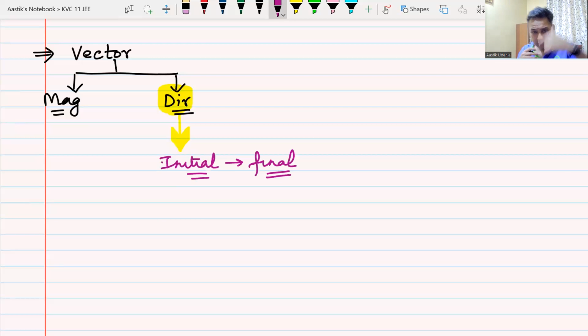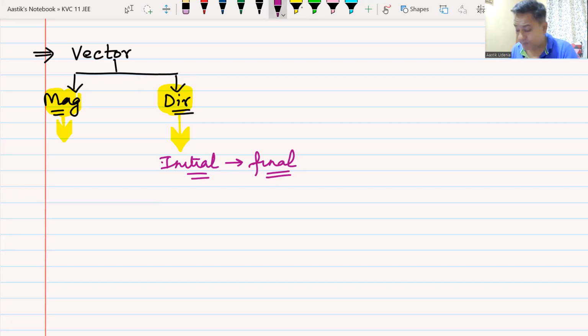I'm here. Now I'm there. From initial to final, what is my direction? That is the direction of displacement vector. Now, if I talk about the magnitude of displacement vector, it can be understood like this.